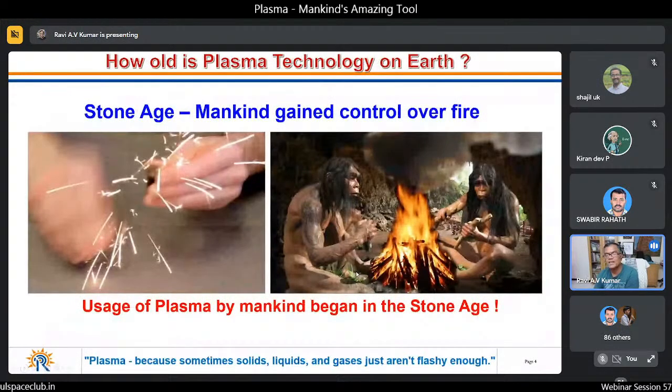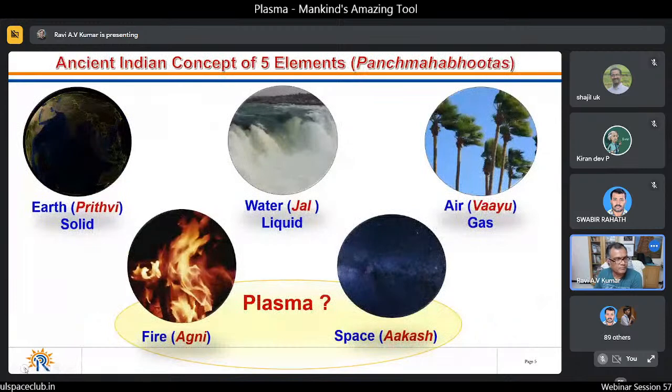So when mankind first learned to use fire, he was actually using plasma. So I would say that plasma is one of the oldest sciences on this earth. If you study plasma physics, you can say that you are learning mankind's oldest science, because fire, as I say, is the simplest form of plasma that we have.